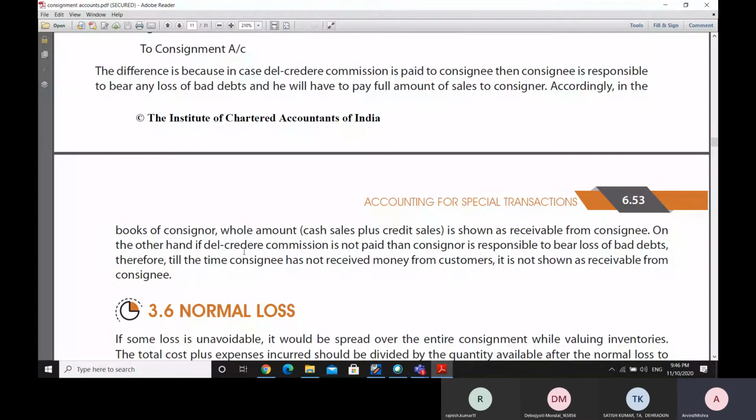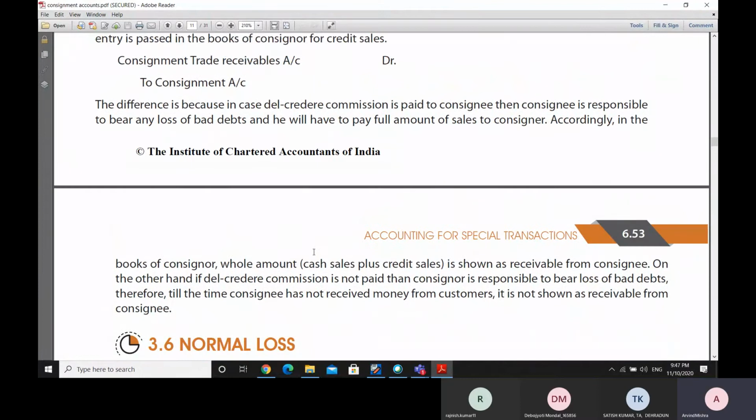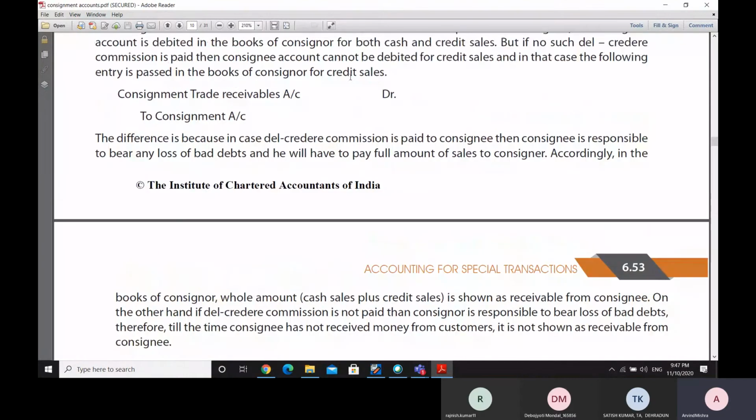So if the del creditor commission was paid, then of course the entry is very simple: for whatever sale has been made, the consignee will be shown as being responsible for it, and therefore the consignee account would in fact be debited for the entire amount of sales. So in case del creditor commission is paid, then we'll just say consignee account debit to consignment, because the consignee is responsible even if the bad debt is there.